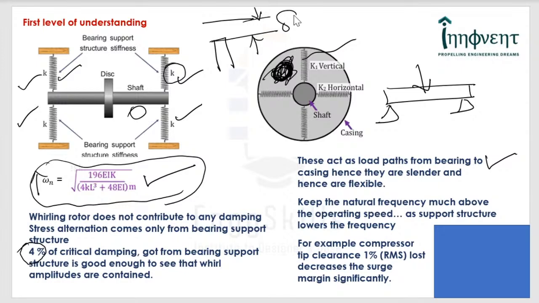So therefore, it is the stiffness of the bearing support structure that has got multiple roles. It is not that it just controls the natural frequency. It provides the hysteretic damping. It also controls the tip clearance. Now let's dig deeper. This was the basic understanding.